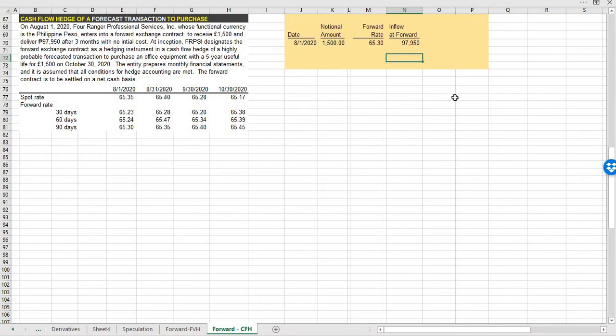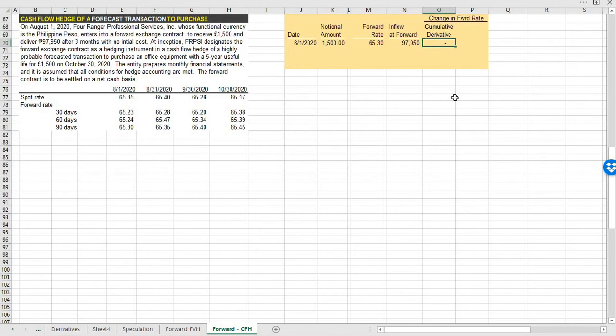Tapos, syempre, kailangan natin kumputin yung changes, kasi yung changes, yun yung lumilitaw sa financial statements. Yung cumulative at yung for the month. So, unahin natin yung cumulative, which is the derivative, either an asset or a liability. So, again, yung change na to is due to the changes in the forward rate. At meron na ba tayong change in the forward rate as of this date? Syempre, wala pa kasi ito pa lang ang inception date.